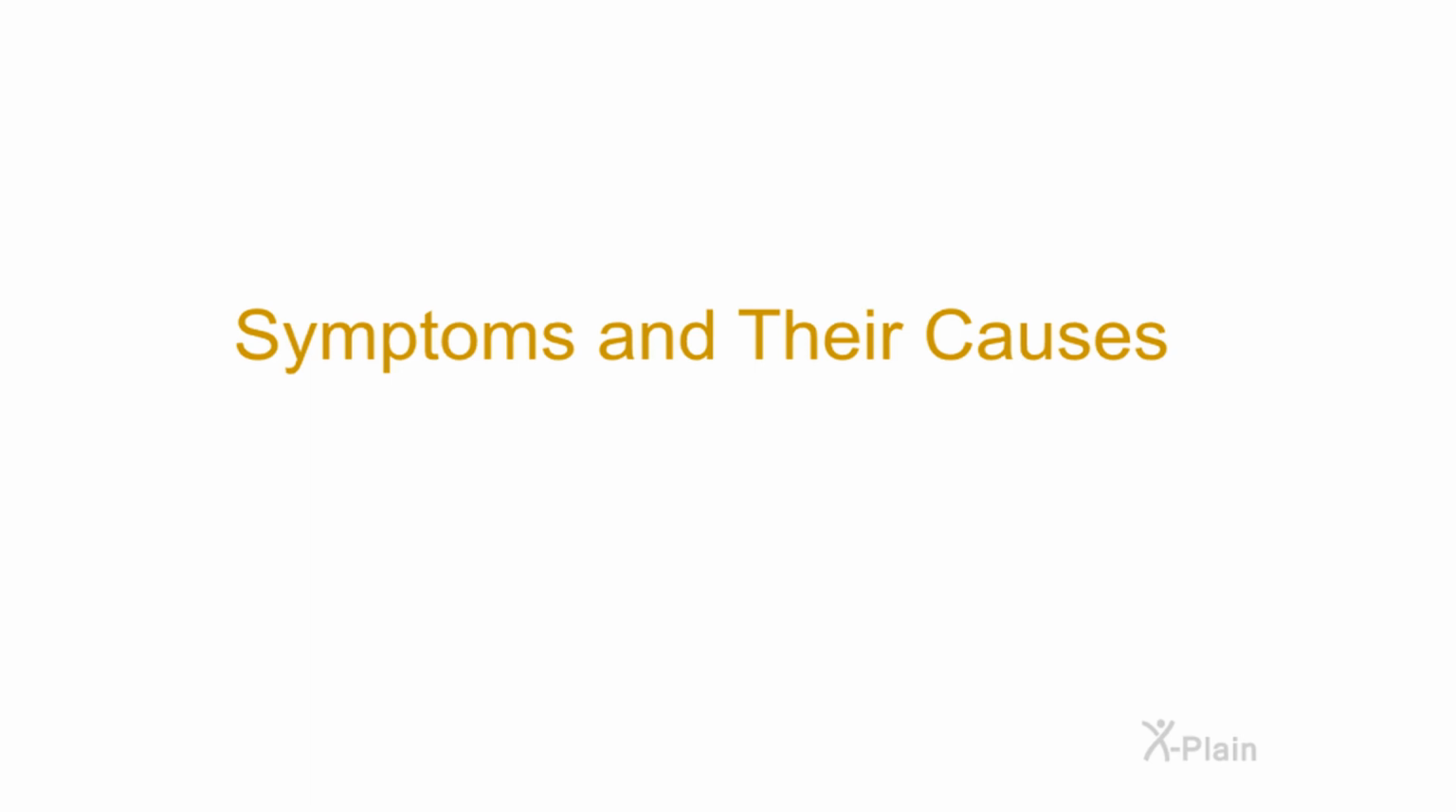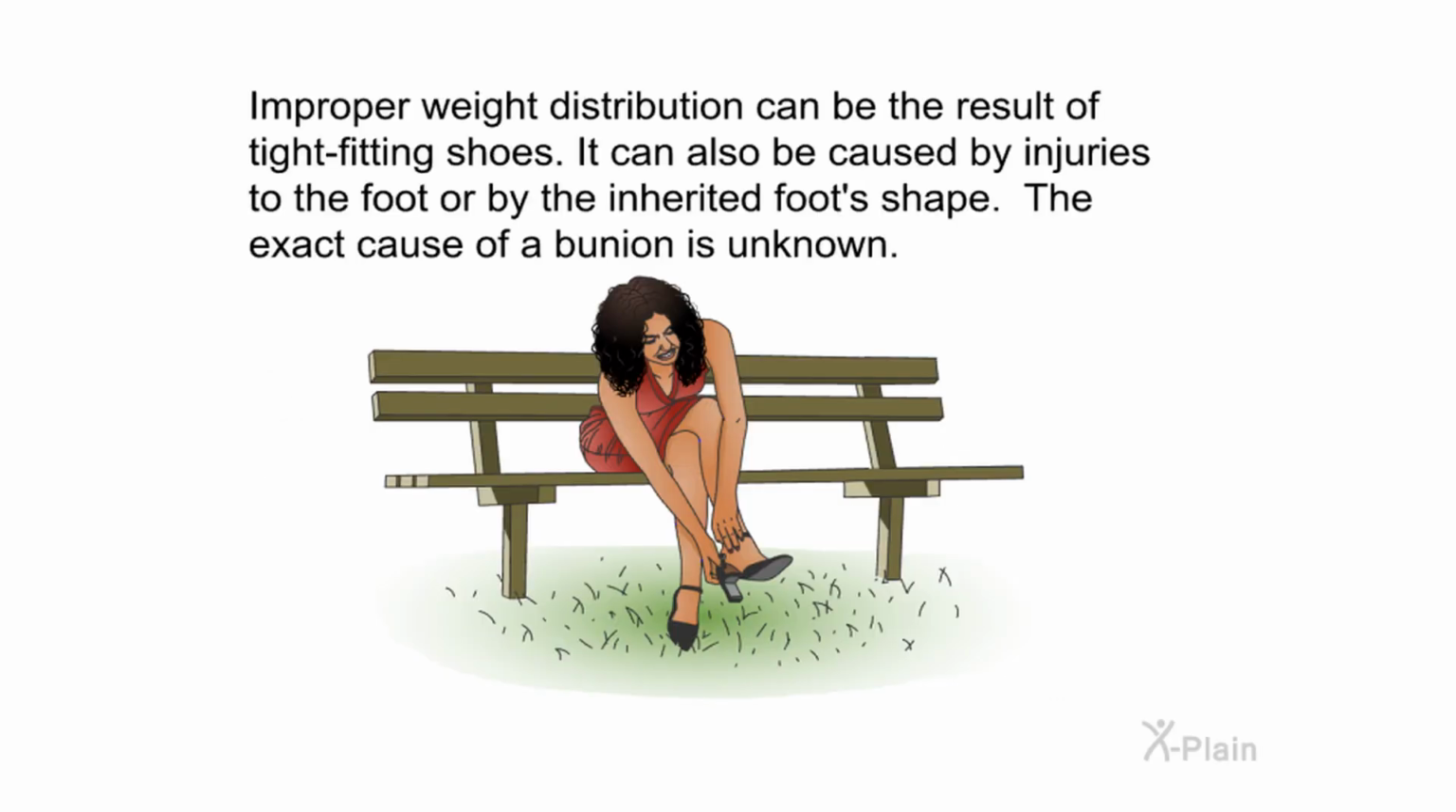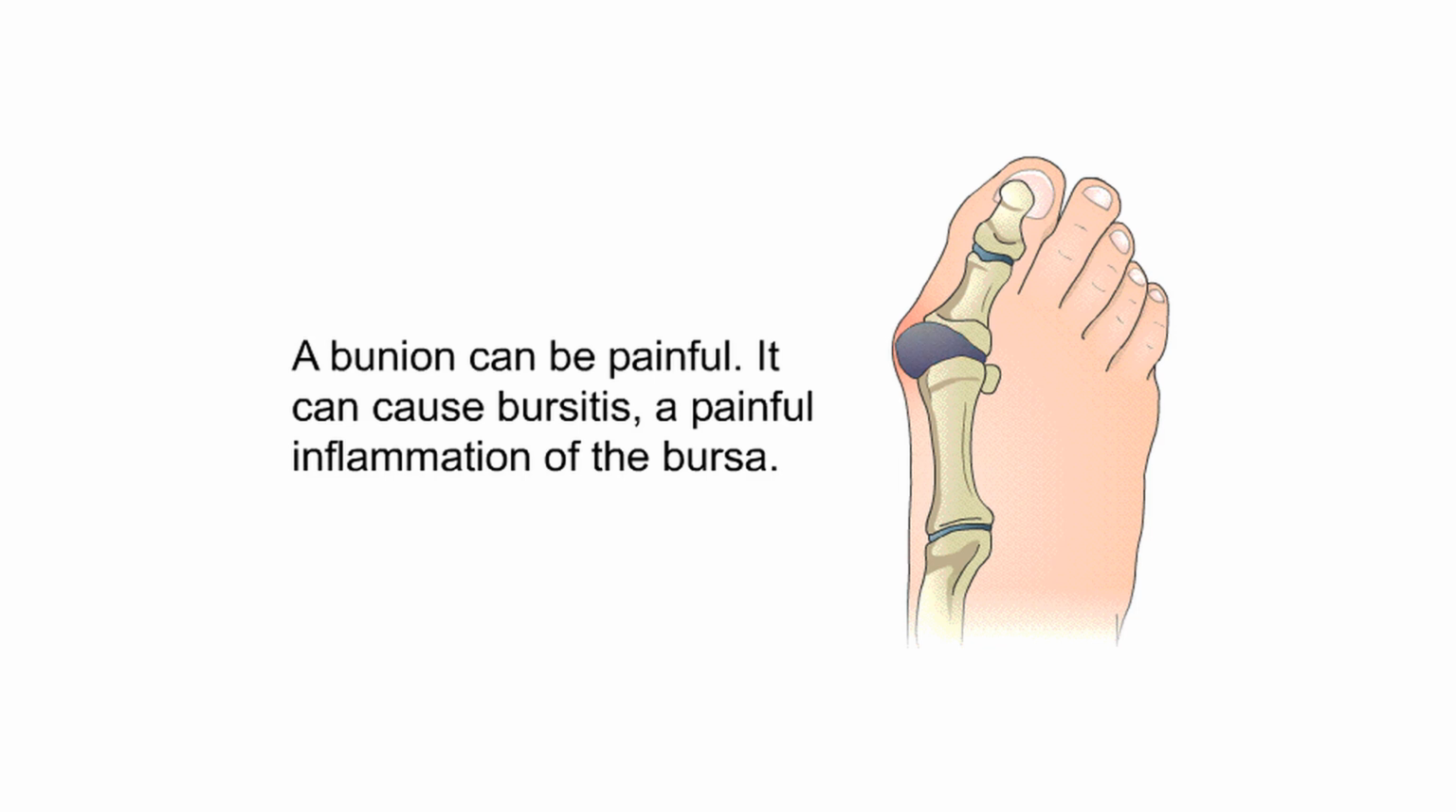Symptoms and their causes. A bunion happens over time when weight is distributed improperly across the foot. This can enlarge the joint at the base of the big toe. Improper weight distribution can be the result of tight-fitting shoes. It can also be caused by injuries to the foot or by the inherited foot's shape. The exact cause of a bunion is unknown. A bunion can be painful. It can cause bursitis, a painful inflammation of the bursa.